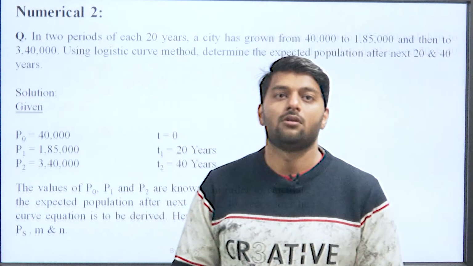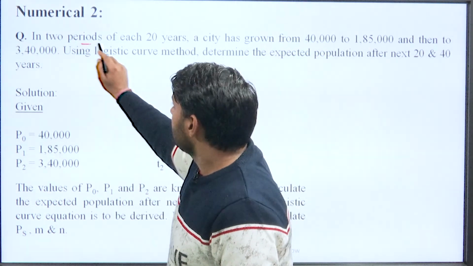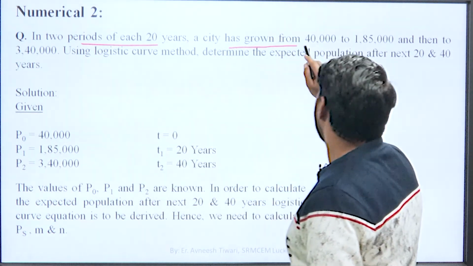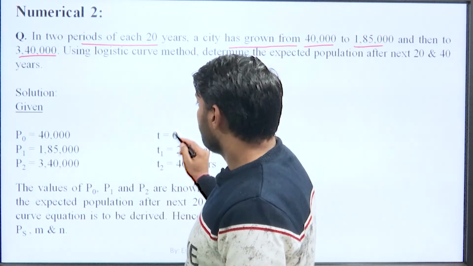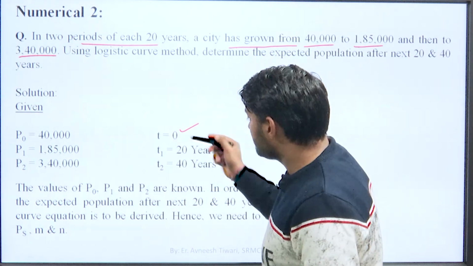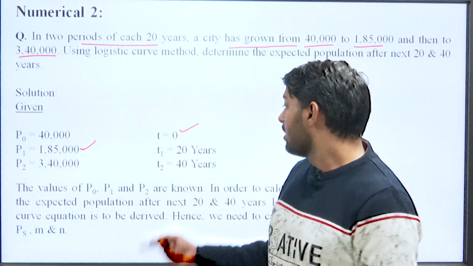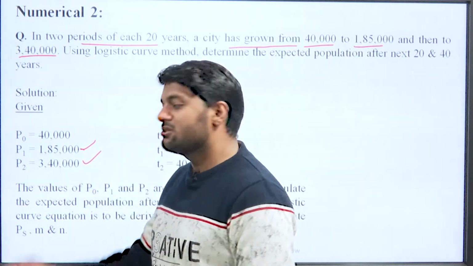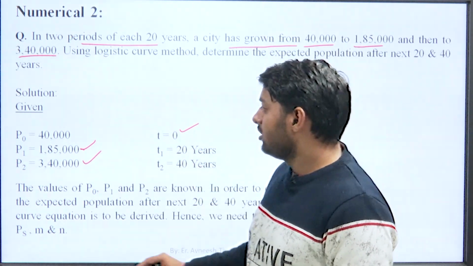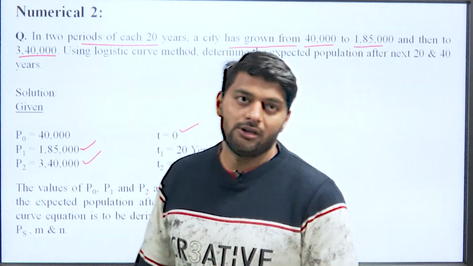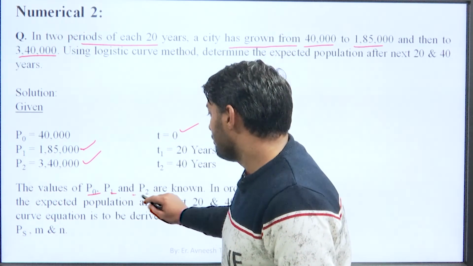So the next method is population forecasting using the logistic curve method. In two periods of each 20 years a city has grown from 40,000 population to 1,85,000 and then to 3,40,000. Means the beginning time, if we assume it 0, then in the next 20 years the population growth is from 40,000 to 1,85,000. Further in the next 20 years the growth is to 3,40,000. So t0 will be 0, t1 will be 20, t2 will be 40 years, and p0, p1 and p2 will be 40,000, 1,85,000 and 3,40,000. So the values of p0, p1, p2 are known.